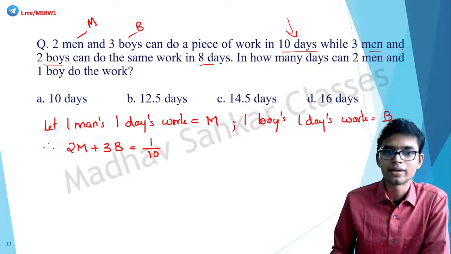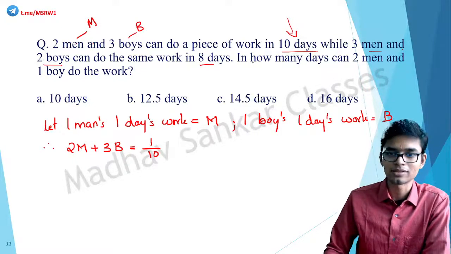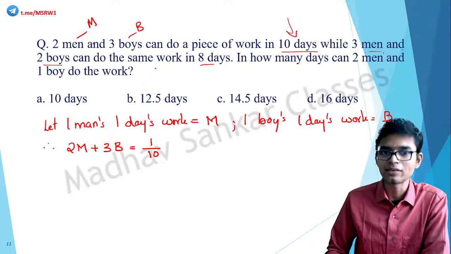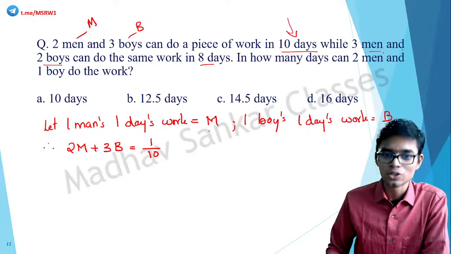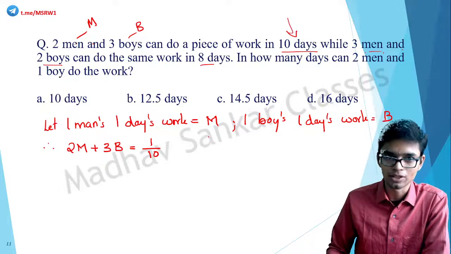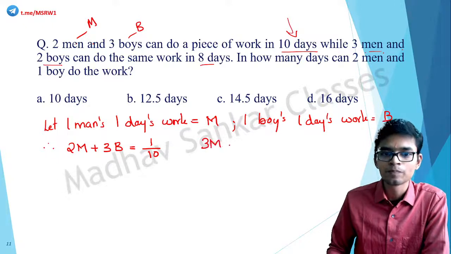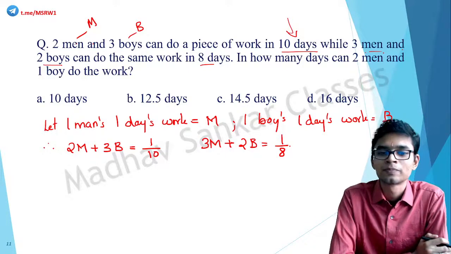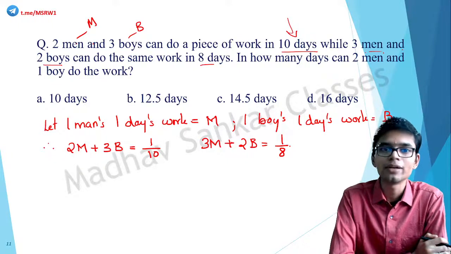Correct? Now, let's see the second part of this question. While 3 men and 2 boys can do the same work in 8 days. So using the same ideology, 3 men and 2 boys can do the same work in 8 days. Now, there are two linear equations of first degree. There are two variables. So, solve for M and B.